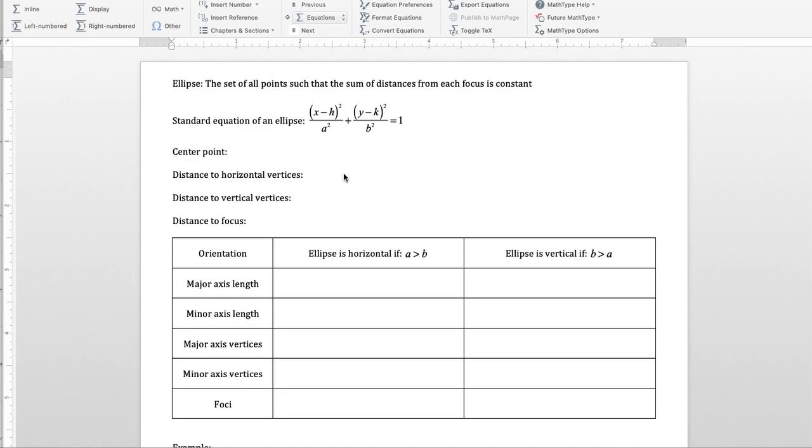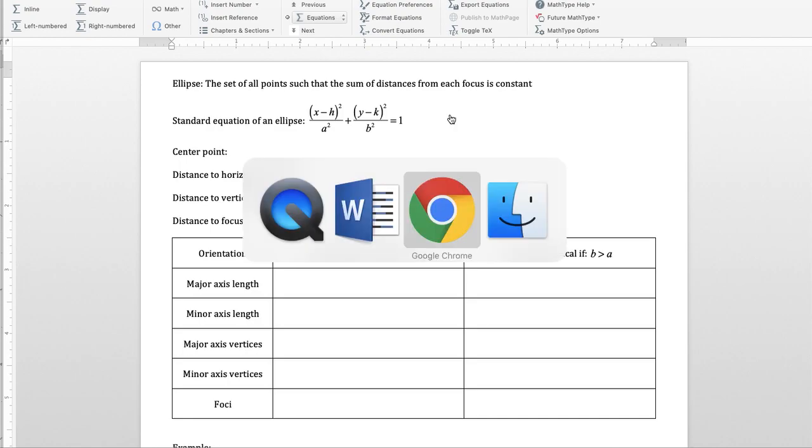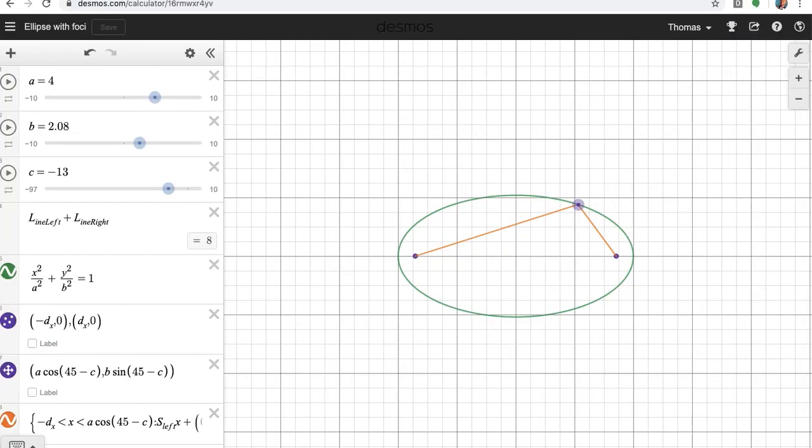So what we have with an ellipse, as we've seen the past couple days, an ellipse is a set of all points such that the sum of the distances from each focus is constant. I'm going to switch back over to Desmos. So here we've got an ellipse.